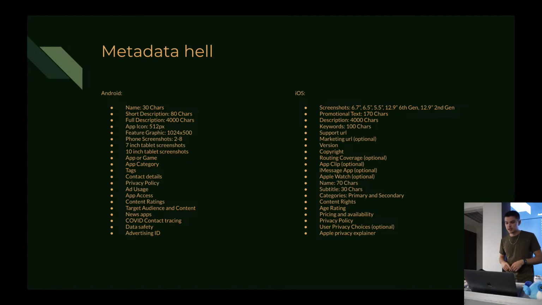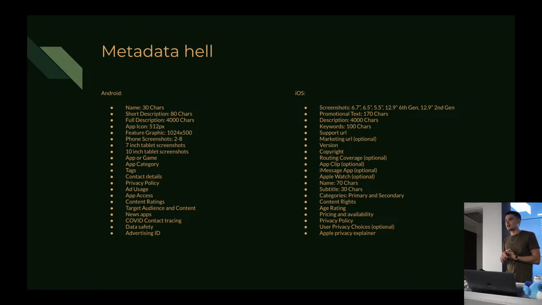There's an optional marketing URL. You have to, of course, specify the version and copyright information. You have optional routing coverage, which specifies GeoJSON data on where this should be allowed. If you have any add-ons to your Apple app, like App Clip, iMessage app, or Apple Watch apps, they have completely optional and separate metadata to support those. So again, if you have an Apple Watch app, you have to support all sorts of different screenshots for that as well. And then of course you have the basics, like your name, your subtitle, your primary and secondary categories.